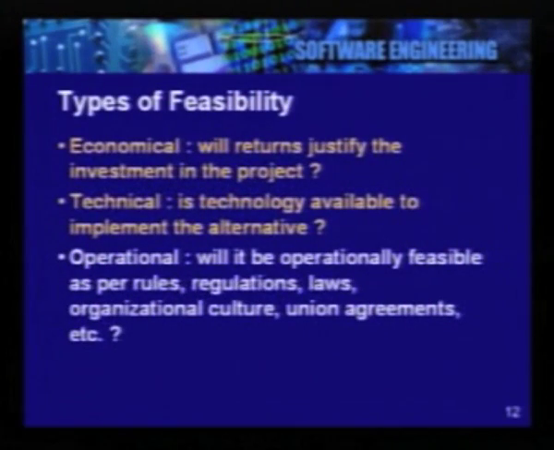Finally, there is operational feasibility. Will it work in the user's organization? That means whatever solution that we prepare, will it be accepted by the organization as per its rules, regulations, laws, organization culture, union agreements? All of these need to be considered in order to see the operational feasibility of the solutions that we are proposing. So there are three types of feasibilities: economic feasibility, technical feasibility, and operational feasibility. And all of these have to be considered in proposing different alternatives.